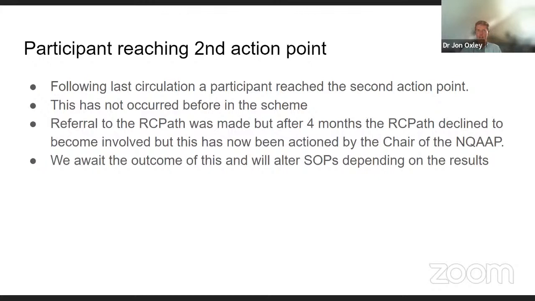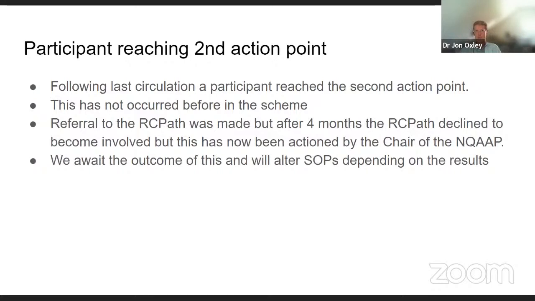You now need to complete the next 3 circulations and not score low scores in order to avoid a second action point. But if you decide to not complete a circulation, you trigger a second action point. And that's what happened in this instance. The person did not contact us to say that they were withdrawing from the scheme. They just did not submit an answer. So they trigger the second action point at that point. So that's how you get the second action point.